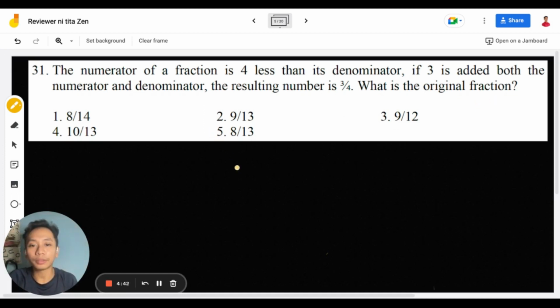Para ma-solve 'tong problem na 'to, gusto kong gamitin yung trial and error. Kasi, meron na tayong options dito eh. Gusto lang nating malaman kung alin sa kanila yung nagsasatisfy din sa statement natin.